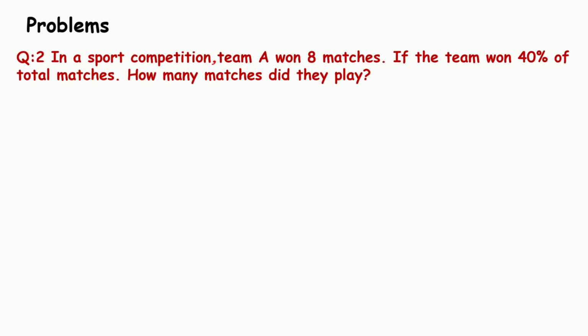So here we have our next problem. In a sport competition, team A won 8 matches. If the team won 40% of the total matches, how many matches did they play? So what do we need to calculate? The number of matches they won is 8, and this is 40%. So I can make it 40% of what? Total, and we don't have that value, the total number of matches. So I will place x instead of that value, and it equals 8. How many matches did they win? 8 matches. So 40% of x equals 8.